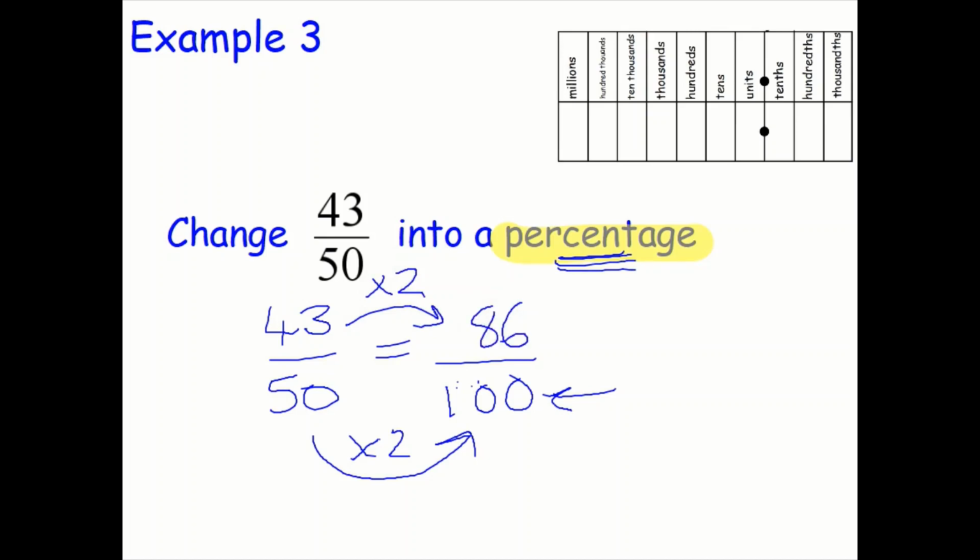So now that I have a fraction out of 100, I can just take this top number and write it as my percentage. So this is 86%. So if you got, for example, 43 out of 50 on a test, that would be 86%.